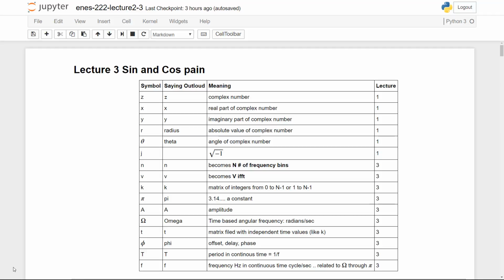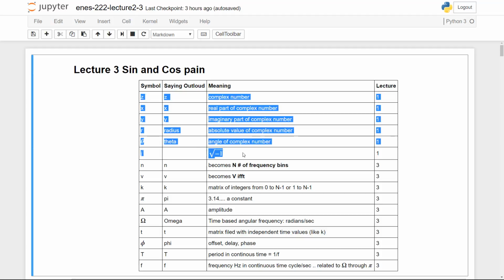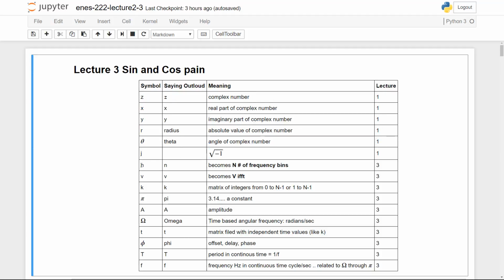This lecture has three parts. The first is reviewing some more details about complex numbers. Then we start playing around with powers of complex numbers. This is our introduction to the symbol n, which stands for the number of frequency bins, if you're going to look this up outside of the course.